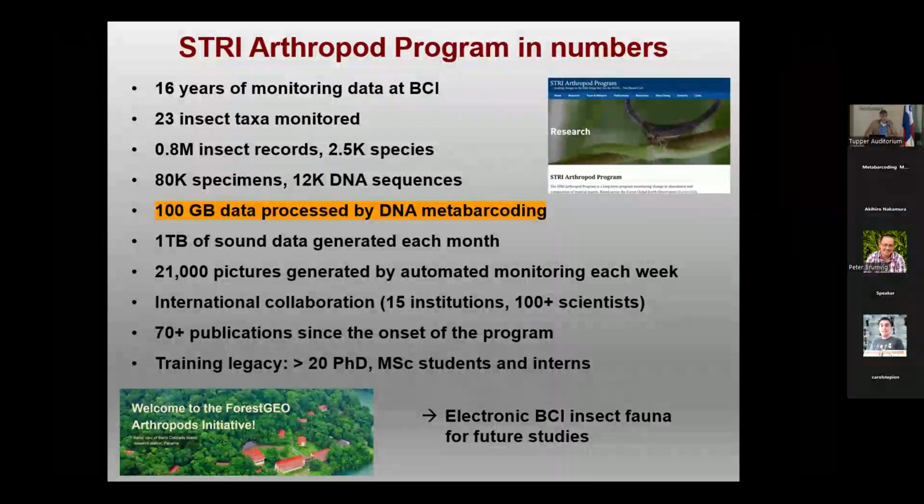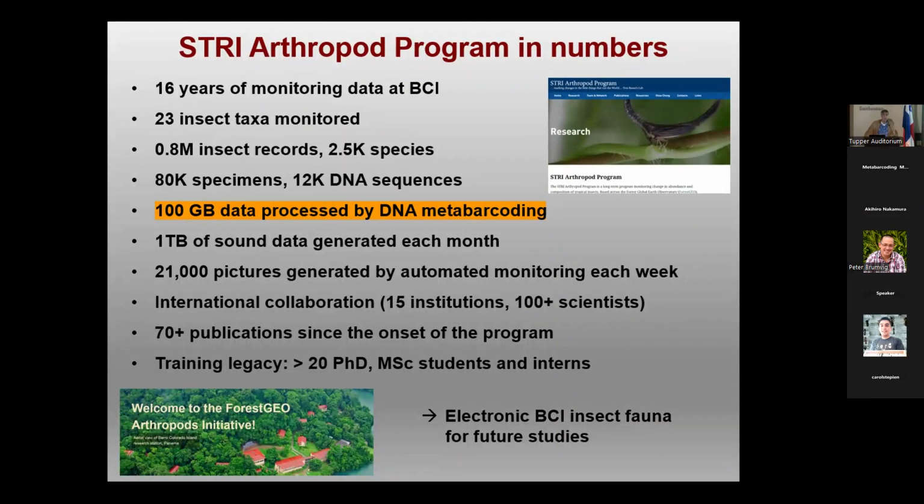This is all in a public database. We're monitoring about 2,500 species. We have a collection with 80,000 specimens and 12,000 sequences with the voucher in those collections. That's what is important for metabarcoding. This is supported by about 100 gigabytes of data, which were processed for this project.